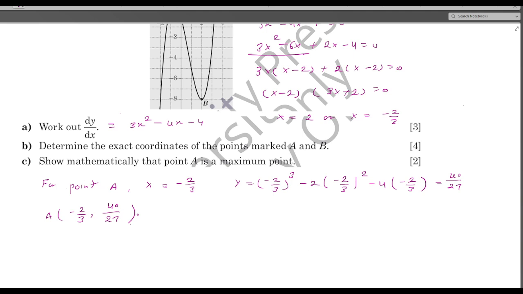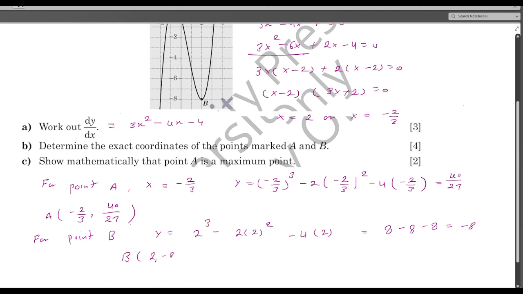And for point B, your x value is 2. So your y value is what? 2 cubed minus 2 times 2 squared minus 4 times 2. So this is 8 minus 8 minus 8. It's minus 8 only. Final answer is minus 8. Your point B is 2 comma minus 8.